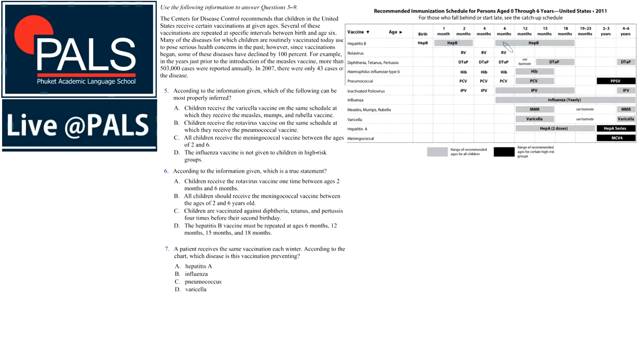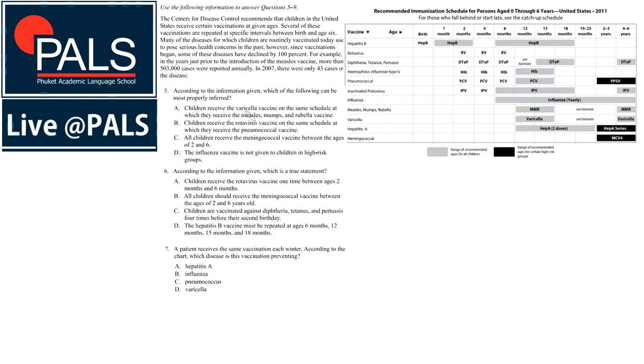So, for example, if we look at the hepatitis B vaccine, one vaccine should be given at birth, and then a second vaccine should be given somewhere between the ages 1 and 2 months, and the third vaccine should be given somewhere between the ages 6 to 18 months. Then we have two different color schemes as well. We have light gray background and black background, and we are told down here what this means. A gray background means a range of recommended ages for all children, and a black background means a range of recommended ages for certain high-risk groups.